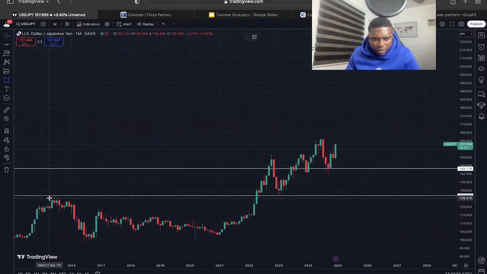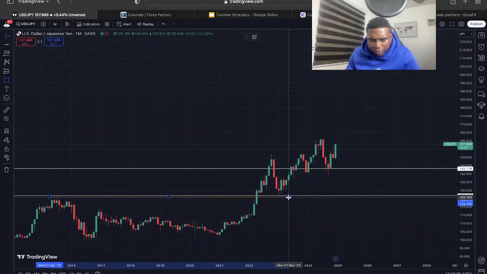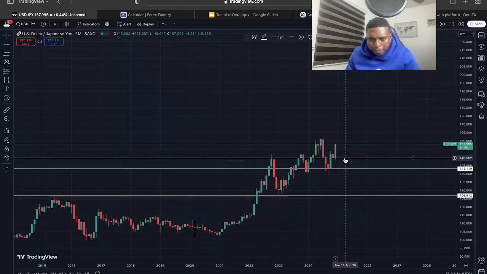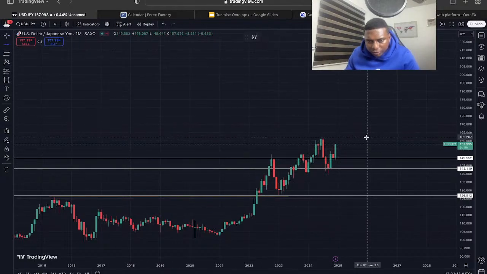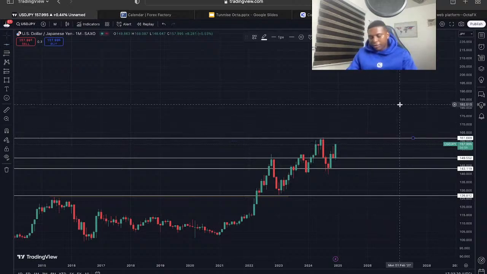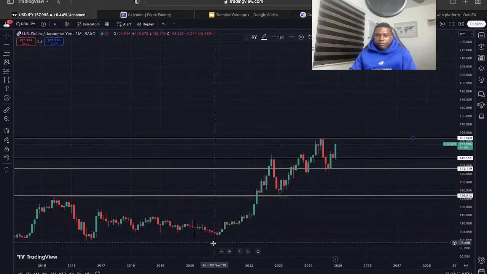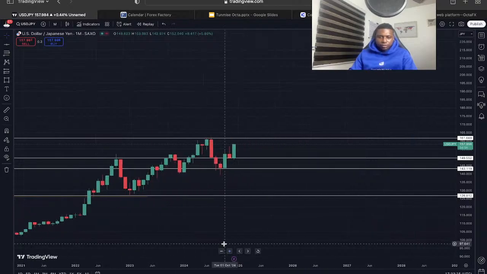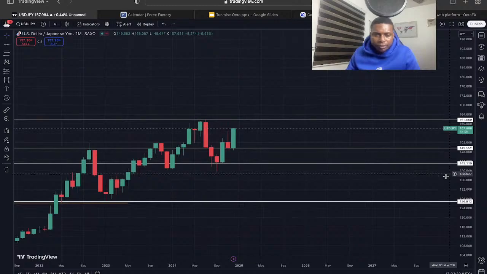So this is like a key level, because you can see here price got here and reversed. You can see here price got here and reversed. This is also a key level. You already know why. Then this is also a key level. You already know why now. Okay? So let's zoom in.